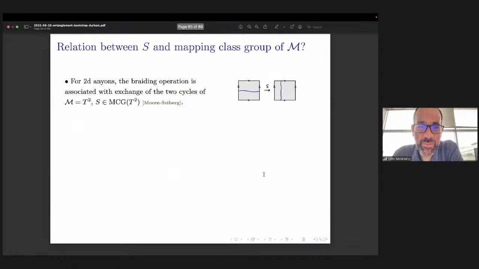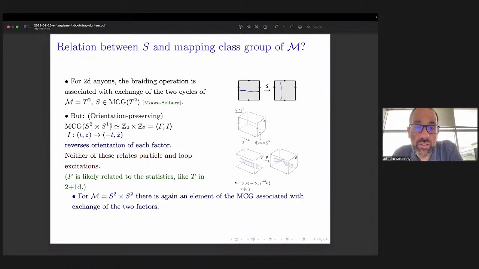In two dimensions, in the case of the torus, the reason that the S matrix is called S is because it's related to the exchange of the two cycles of the torus. But more generally, say in the case of S2 times S1, which encodes the braiding of particles and loops, the pairing manifold is S2 times S1. The mapping class group has two generators. One of them is orientation reversal of both factors. And the other one is this kind of generalization of a Dehn twist, where, here's the sphere.